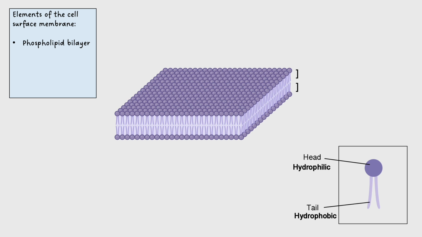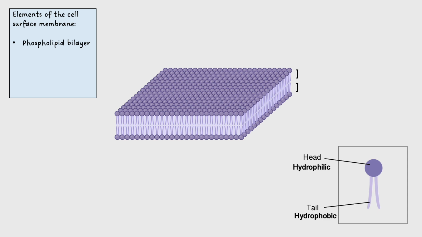The reason both sets of tails are pointing inwards is because the tails are moving as far away as they can from the aqueous solution outside the membrane. The opposite goes for the hydrophilic heads, which point to the outside of the cell surface membrane as they're attracted to the water.